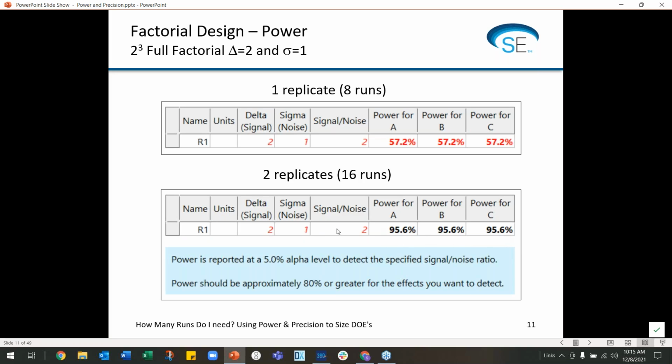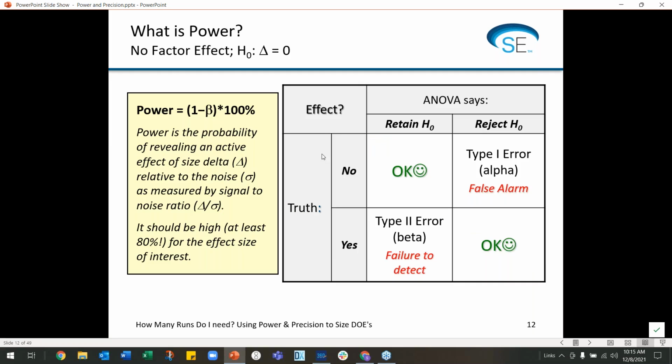This means that your likelihood of finding this change in the response is now 19 times out of 20, 95%, really good. That is certainly the power that you want. So going back to some definitions, again, what is power? How does it compare to other things?